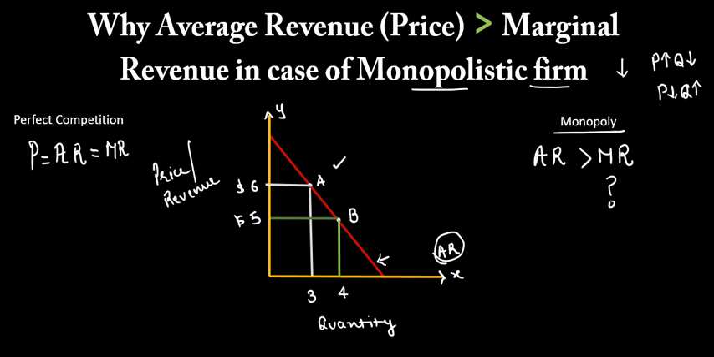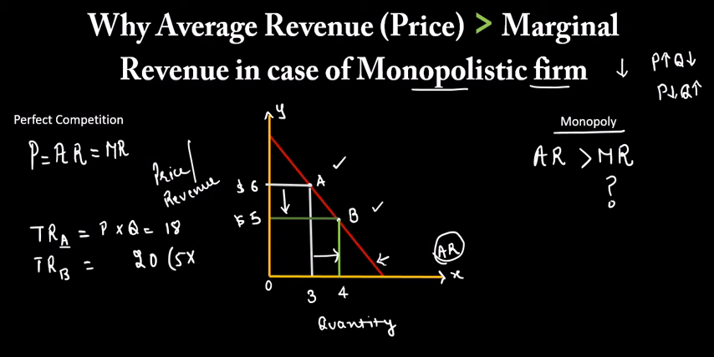Now I am considering 2 points A and B. Point A represents that for having 3 units, the price is to be determined at $6, and point B represents that for having 4 units, meaning increasing the output to 4 units, the firm will have to reduce the price to $5. Now let us find out the total revenue at both of these points. As you guys know, the total revenue is equal to price times the quantity. So at point A, the total revenue is given by 18, and at point B, the total revenue is given by 20, which is obtained by using 5 times 4.